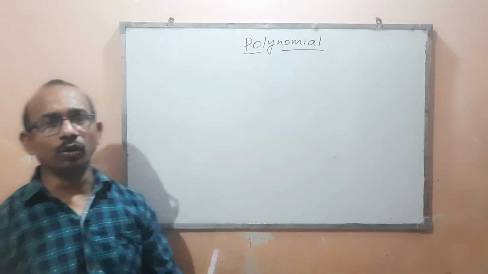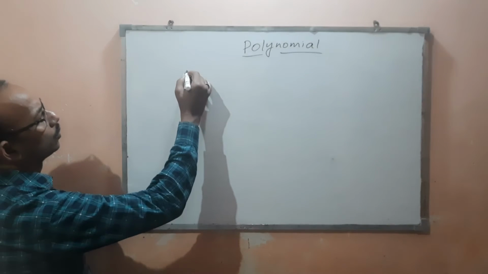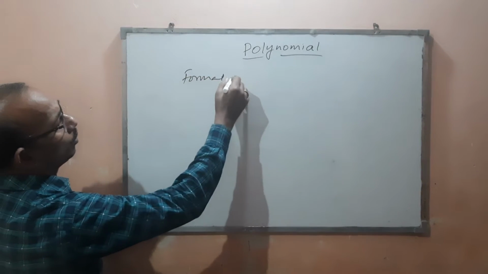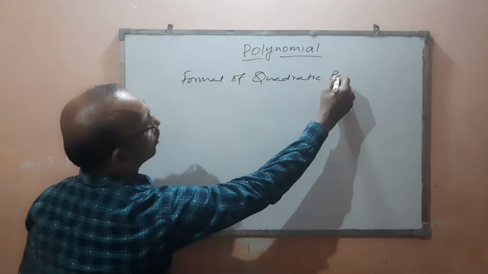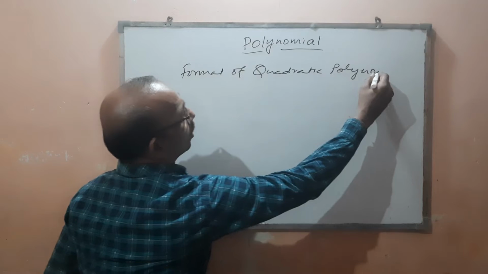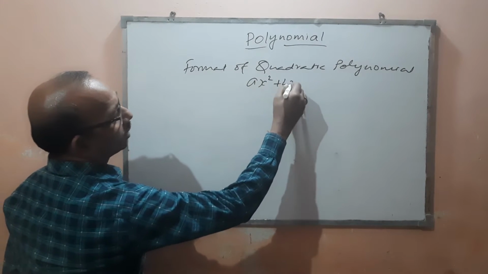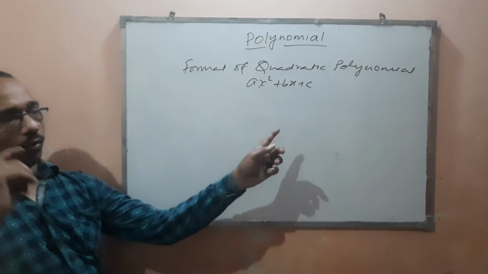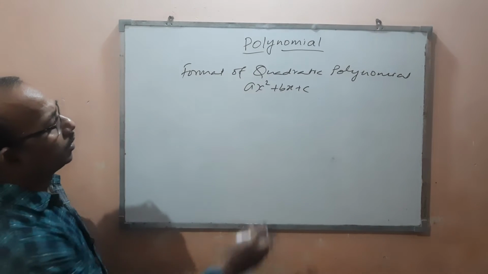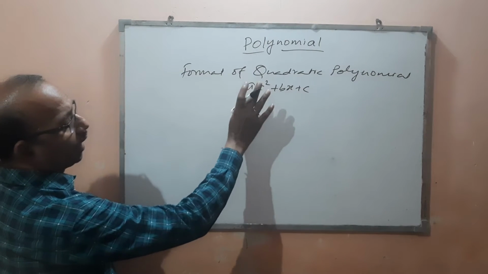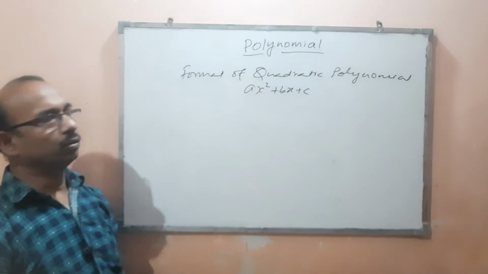At first, look at the board. I am giving you the format of a quadratic polynomial: ax square plus bx plus c. What are you looking at here? ax square plus bx plus c. The degree of x is 2, so there are two zeros. There are two values of x.